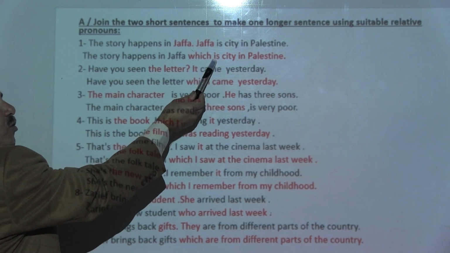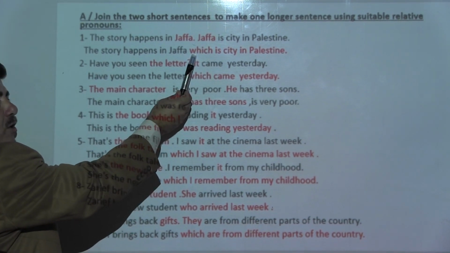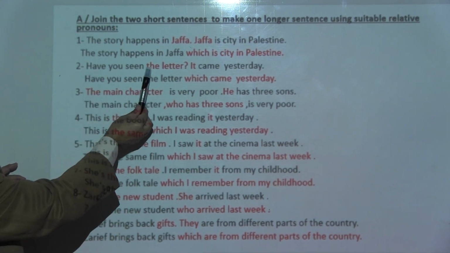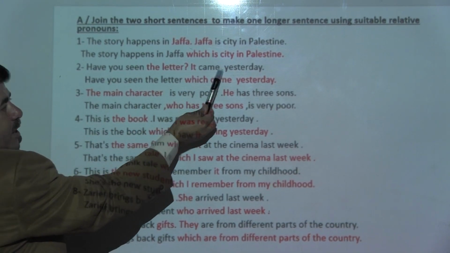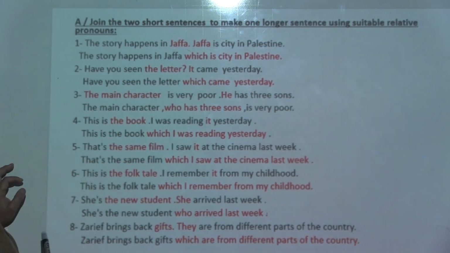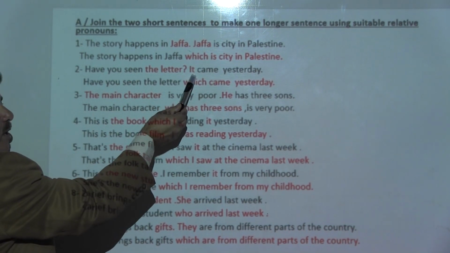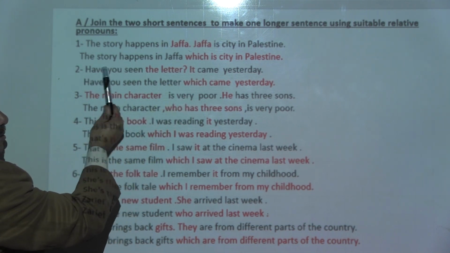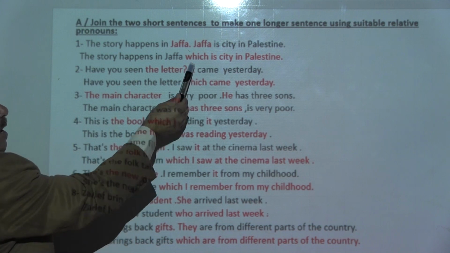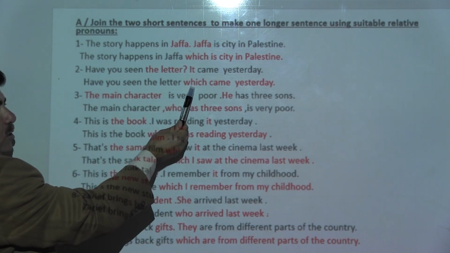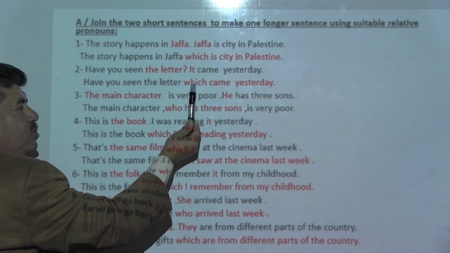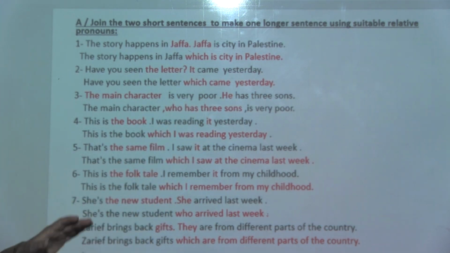Now, which here is followed by a verb, so we are talking about a subject. We can't delete it. Have you seen the letter? It came yesterday. It here refers to the letter. So I can take it out and replace it with the relative pronoun which. Have you seen the letter? The first sentence as it is. I delete it and replace it with which came yesterday. After which also we have a verb, so we are talking about a subject pronoun. We can't take which out.